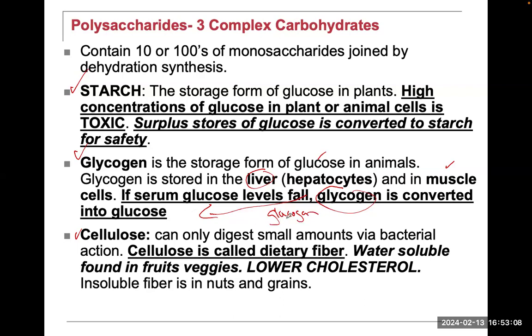Cellulose can only be digested in small amounts and typically by bacterial action of bacteria that's in our colon. Cellulose, we call that dietary fiber. Water soluble is found in fruits and veggies, and these are all involved in lowering cholesterol. We know that fiber helps to lower cholesterol purely by allowing bowel movements to happen. You can reduce cholesterol by moving your bowels and having fiber. Fiber helps remove the cholesterol and toxins. Insoluble fiber is found in nuts and grains. Okay.